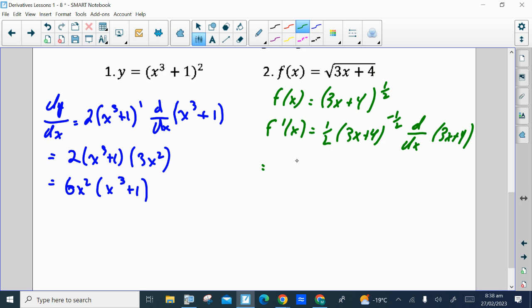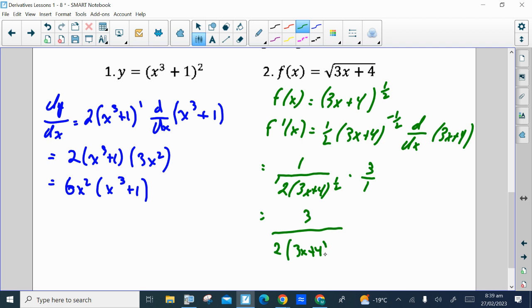So there's a couple things we can do to simplify this. One of them, move the 3x plus 4 down to the bottom with the 2, and that'll make the exponent sign positive 1/2 instead of negative 1/2. And then when you multiply by the derivative of what's inside the bracket, that would just be 3, or 3 over 1. And then when you multiply those, we'll get 3 all over 2 times 3x plus 4 to the power 1/2, which we could also write as the root of 3x plus 4.